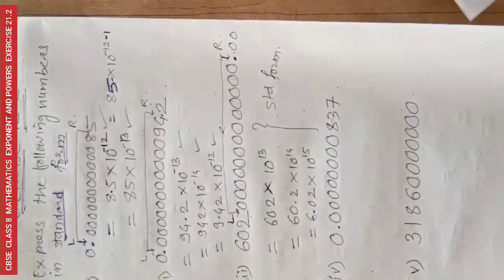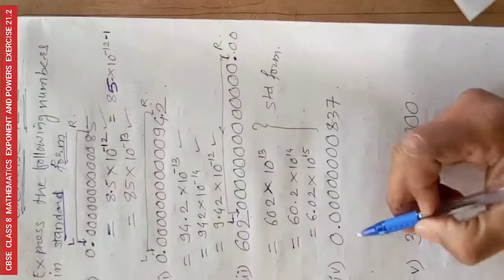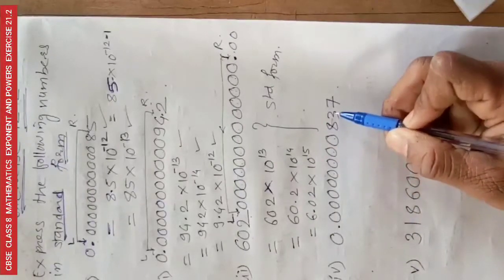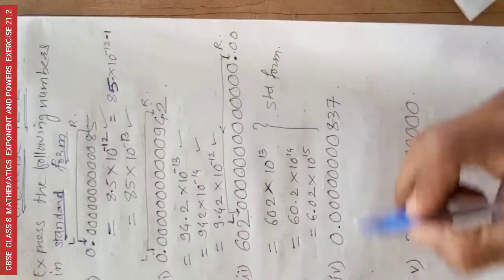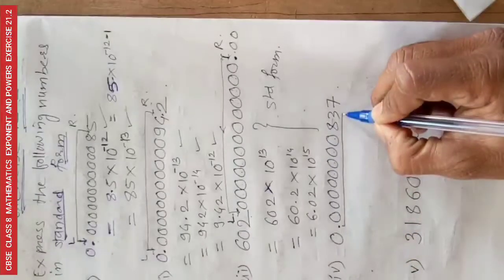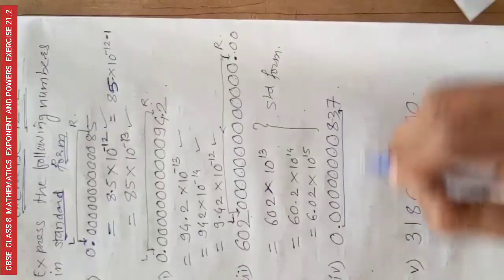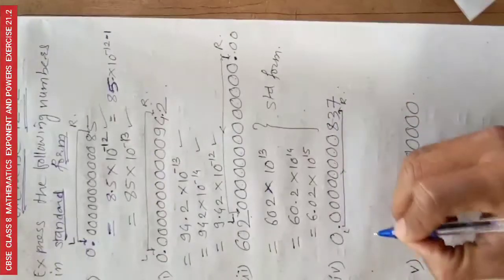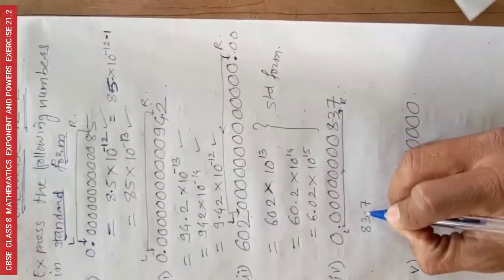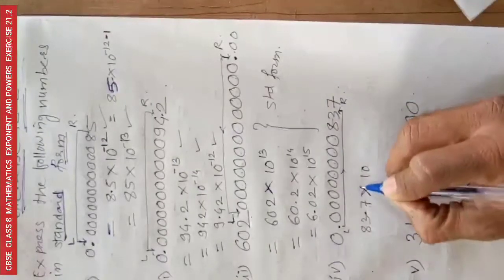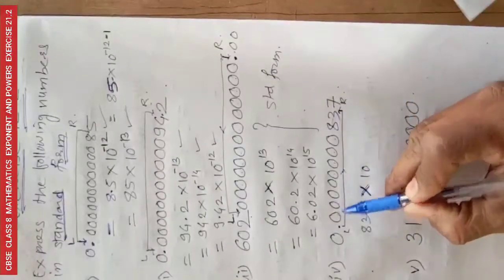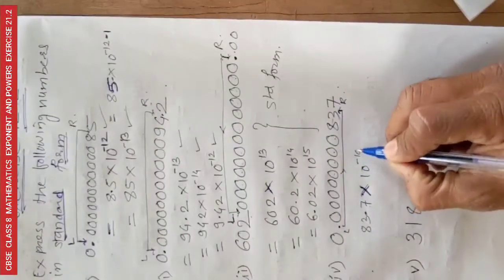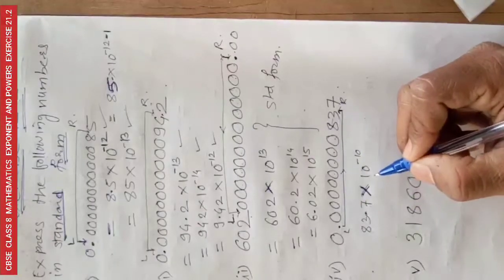Now in question number 4, here 0.0000000837. In this case we have to transfer this decimal point up to this position, that is 83.7, and here the transformation is again left to right. So we simply write down 83.7 into 10 raised to the power. Count the places: 1 2 3 4 5 6 7 8 9 10. So 10 raised to the power minus 10. Negative sign for the transformation from left to right.